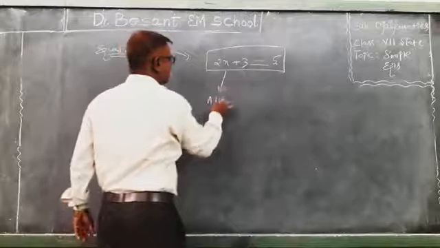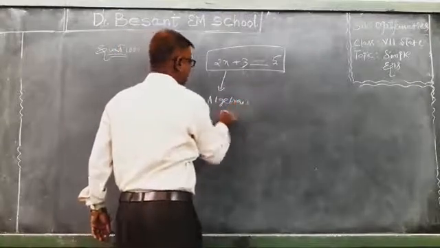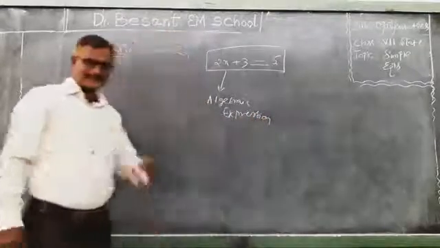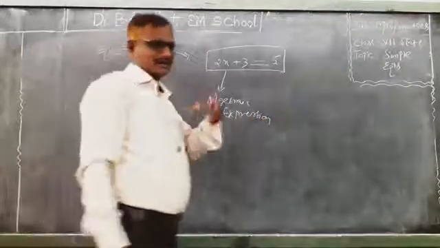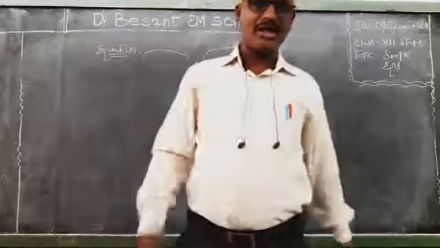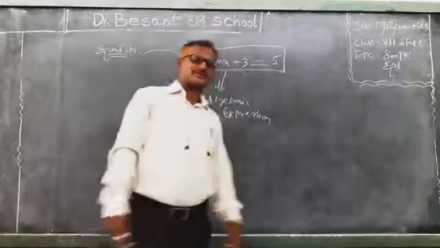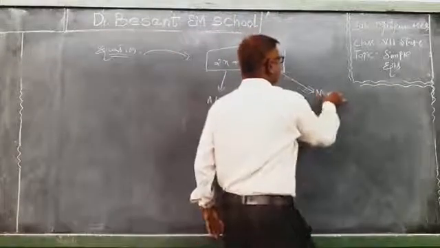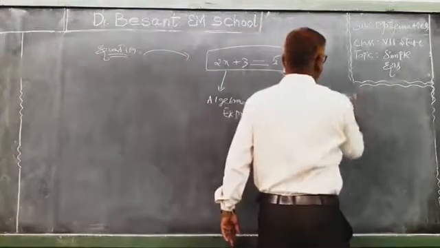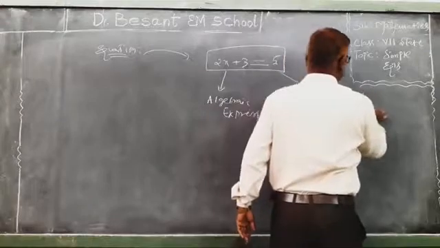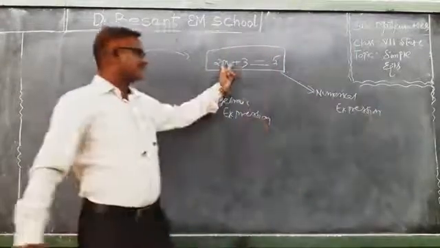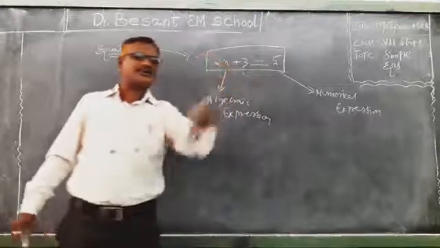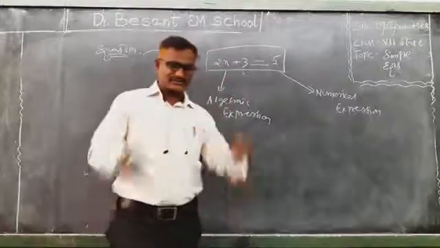This is an algebraic expression. Once you see children, 2x plus 3 is an algebraic expression. You are going to learn what is algebraic expression in the 7th class also. I hope that you have learned what is algebraic expression in the 6th class also. 5 is a numerical expression. Numerical means number only. If an algebraic expression and a numerical expression are connected by the symbol equality, then the whole sentence is called equation. So 2x plus 3 is equal to 5 is an equation.